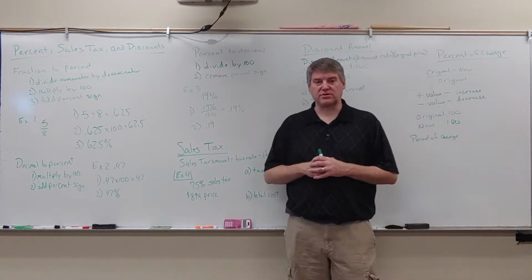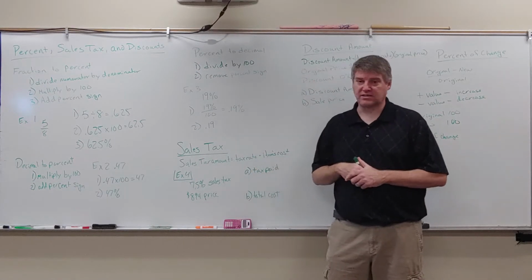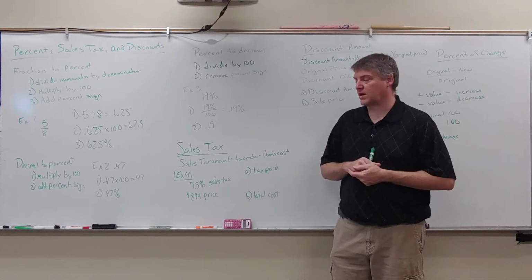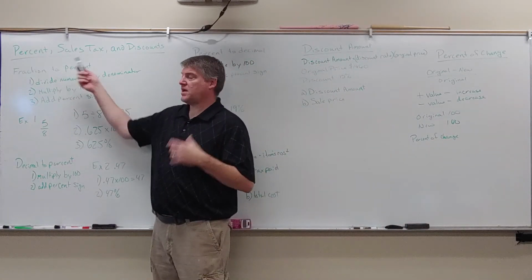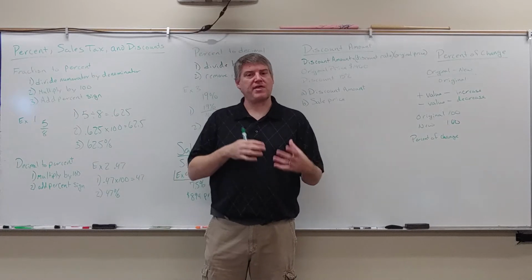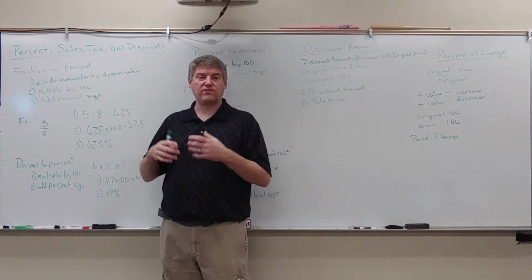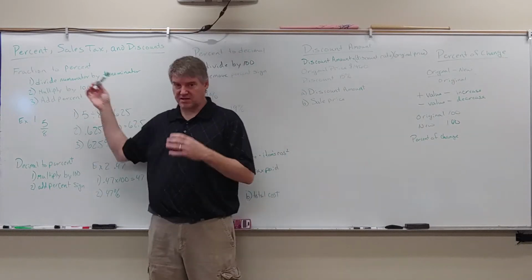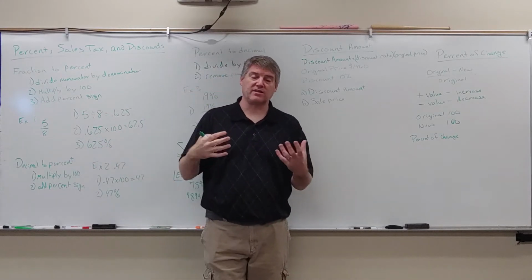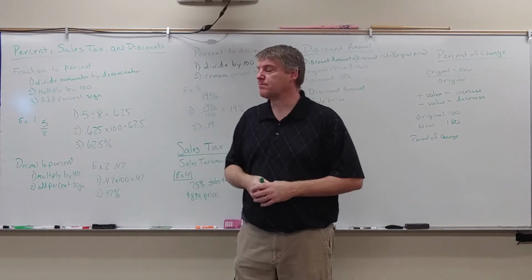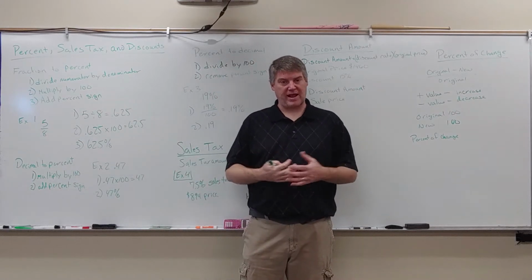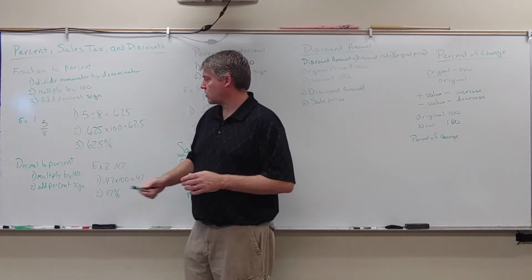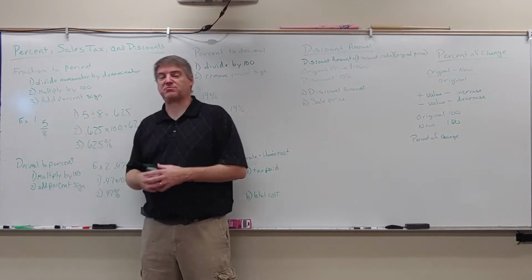We're going to talk about percent, sales tax, discounts, and some common errors in percent. So if I have a fraction and I want to move that fraction to a percent, the first thing I'm going to do is divide that fraction out. I'm going to divide the numerator by the denominator. I'm going to take that decimal, multiply it by 100, and then add the percent sign. So here I have 5/8, and I want to express this as a percent.